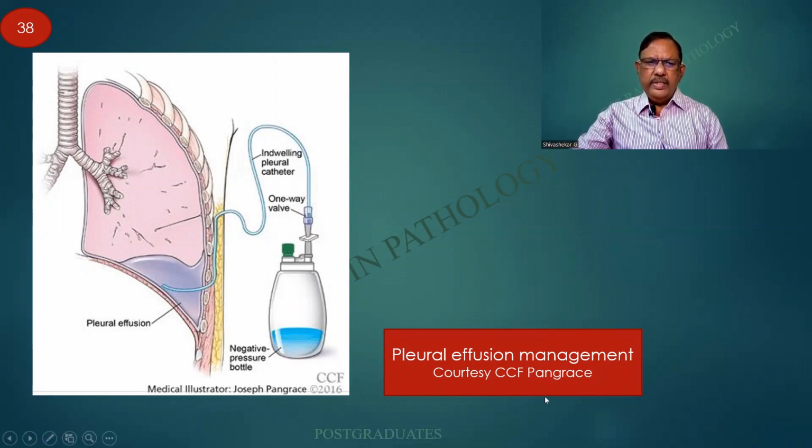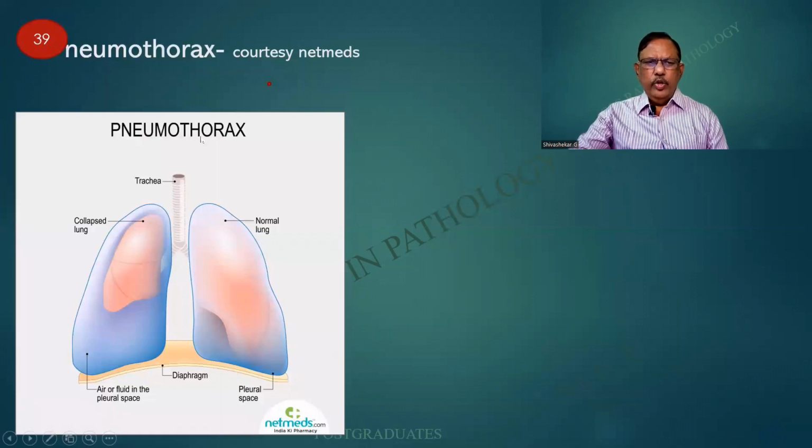Courtesy is CCF Pancreas. Pancreas is the person who has drawn this picture. Beautiful. Pneumothorax is one. We had already explained this one. In this, there is an accumulation of air and then there is almost a collapse of the lung also. So definitely an undersea drainage or underwater drainage has to be done in this case.